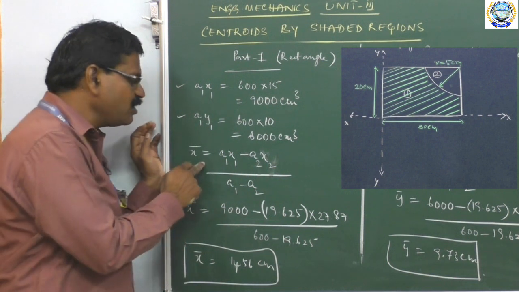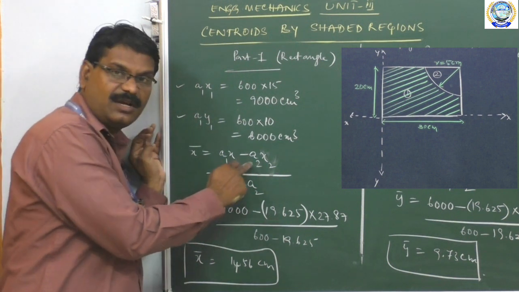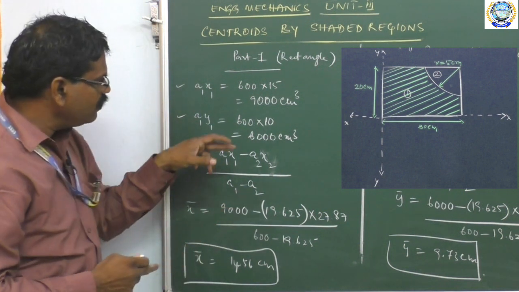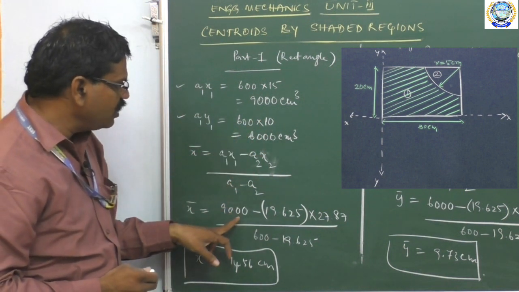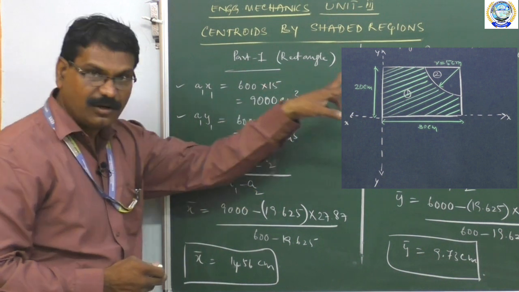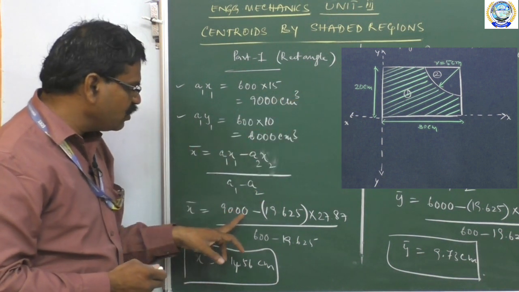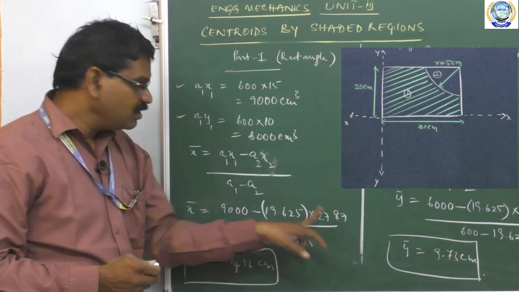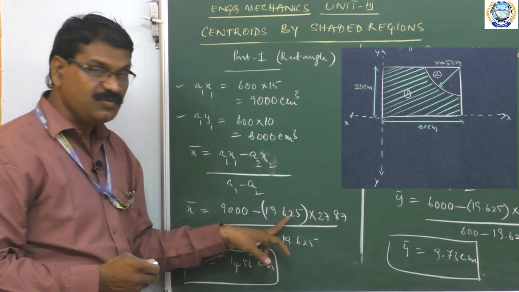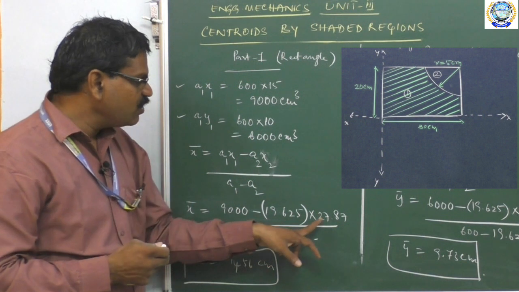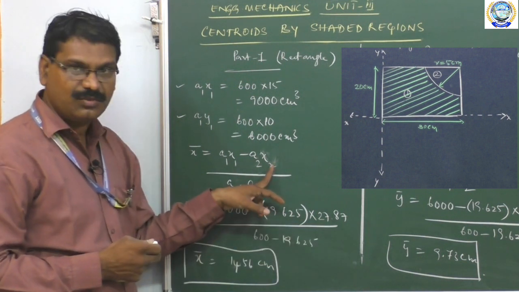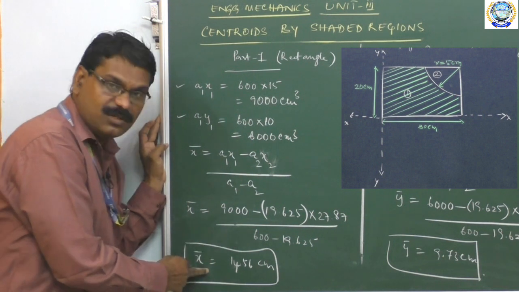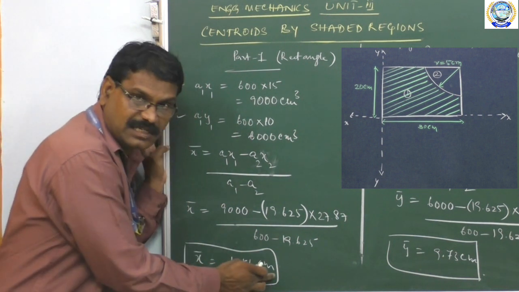Therefore, x bar is equal to A1 x1 minus A2 x2 by A1 minus A2, and bringing the relevant values of A1 x1 and A2 x2 from part 1 and part 2, we get 9000 minus 19.625 into 27.87. In this, 19.625 is A2 and 27.87 is x2. Therefore, after simplifying with the calculator, we will get x bar is equal to 14.56 centimeters.